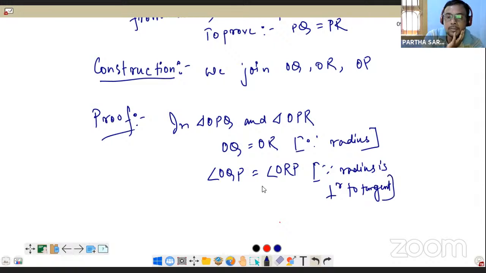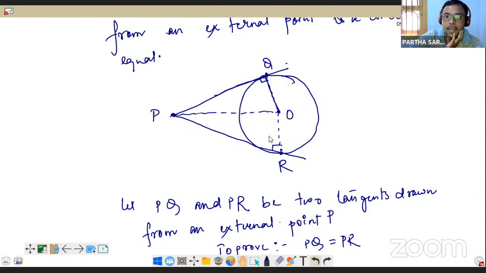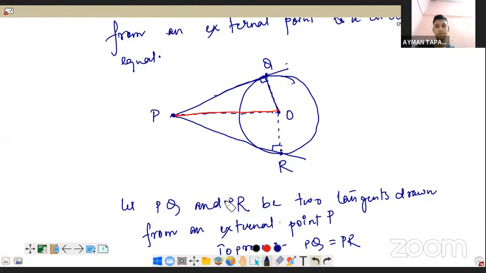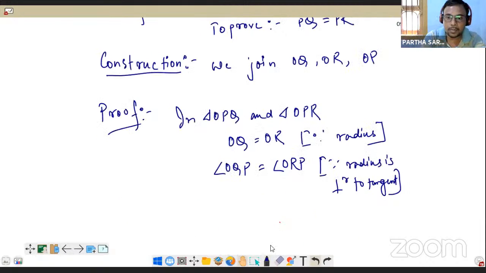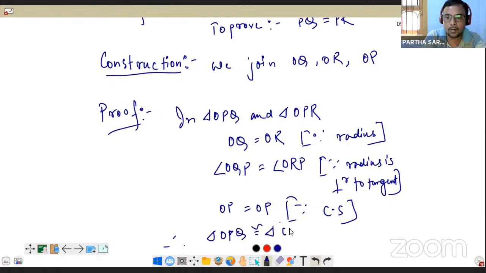Okay, so these two things we got. Another thing you will find is that OP is common to both these triangles. I'm showing you with writing. This line is common for both these triangles. Can we say OP is common? Yes, sir. So we will write here OP is equal to OP since it is a common side. Therefore, we can say triangle OPQ is congruent to triangle OPR.